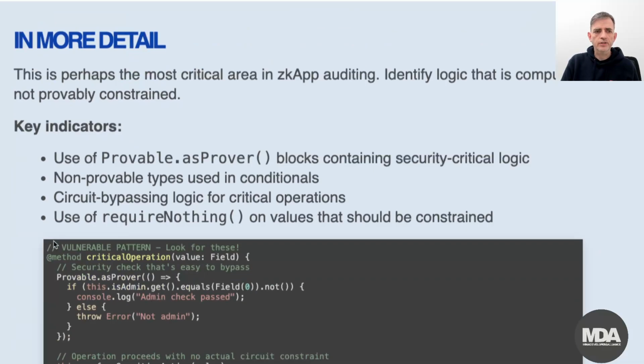So let's look at it in a little more detail. Some of the key indicators that there is a problem of this type is that we have a Provable.asProver block containing security critical logic, or that we have non-provable types used in conditionals, or that there is logic that is critical for the operation of our zkApp that is bypassing the circuit, or we are using the requireNothing on values that should be constrained.